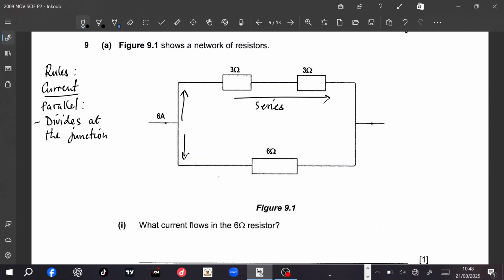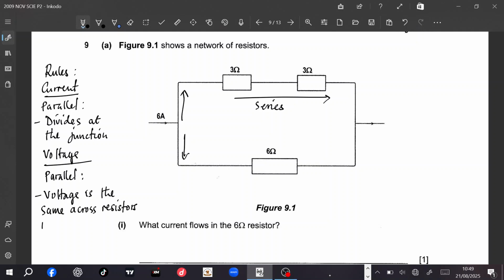So let us look at the voltage. Again, you need to look at voltage in parallel. What happens with voltage in parallel? Voltage is the same across resistors in parallel.